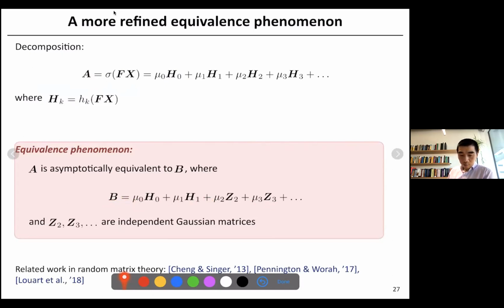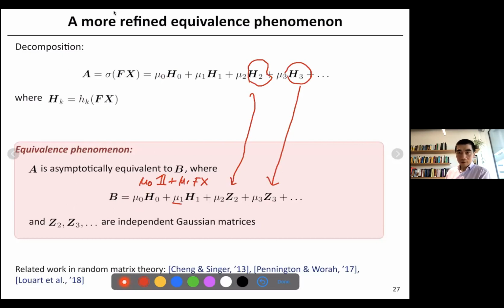But what we do is we keep H0. And remember, H0 is just constant. So in this case, H0 is just mu0 times an all-1 matrix, plus mu1 times H1. H1, the first Hermite polynomial, is a linear function, x. But starting from the second Hermite polynomial, we replace each such random matrix by an independent i.i.d. Gaussian random matrix. So this is really what's going on about the equivalence.